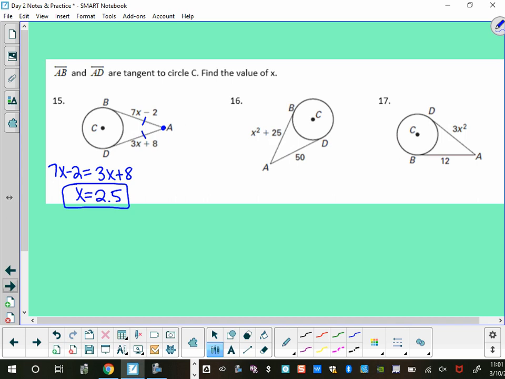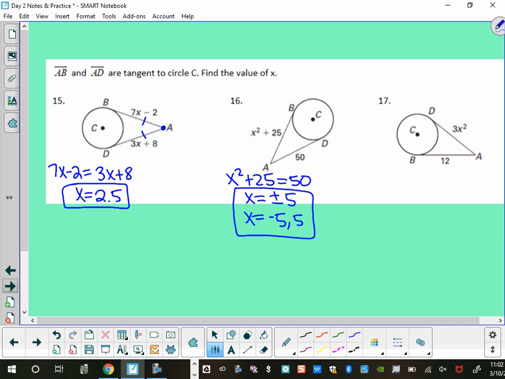All right, for number 16, you should have had x squared plus 25, which is equal to 50. What did you get for your answer? Plus or minus 5. Good. If you want to write this twice, put negative 5 and positive 5. That is perfectly fine. They are both the same answer. If you like the plus or minus, that works too.